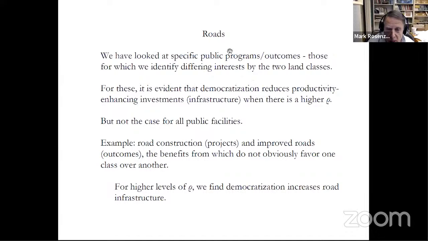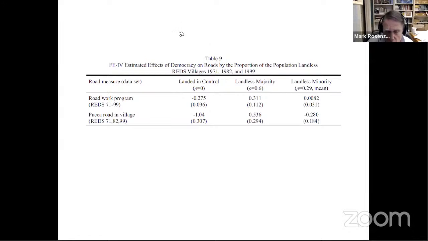Okay, I mentioned that there are roads. We don't have any predictions as to road building with respect to democratization and the relevance of the shares. When we do the same scenarios, we find that in fact, when the landed are in control, there's less roads. And when the landless are in control, there's more roads. And we can make up stories about why that's true, but we find that. So let me point out that it's not necessarily true that if there's a landless majority, all infrastructure is at a lower level compared to the landed.